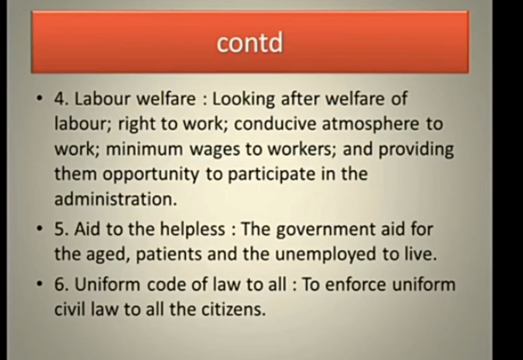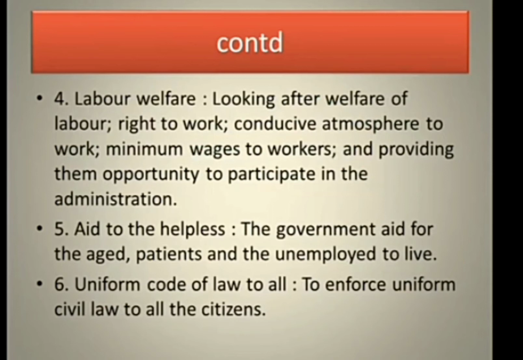Next one is labor welfare. Looking after the welfare of labor, the right to work, a correct atmosphere for working, minimum wages for the workers, and providing them opportunity to participate in the administration. These are the main aims of labor welfare.